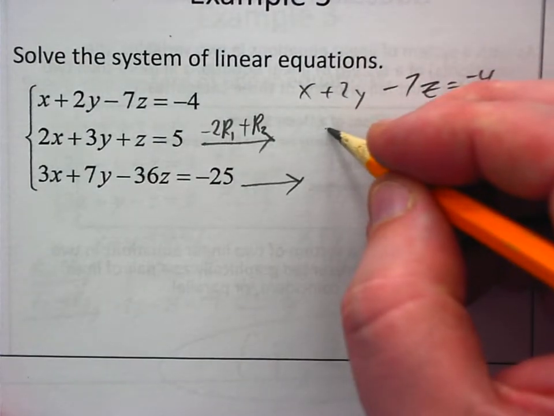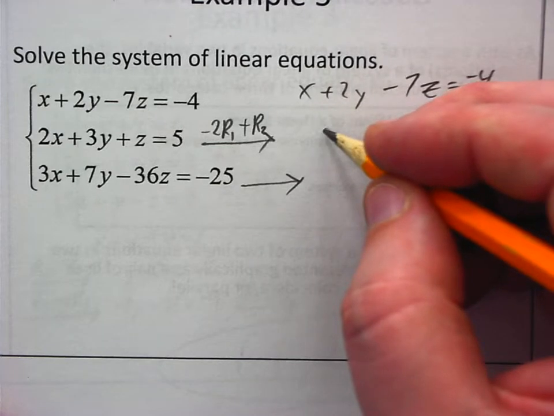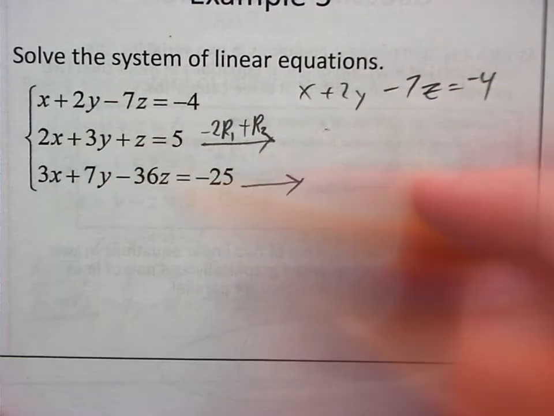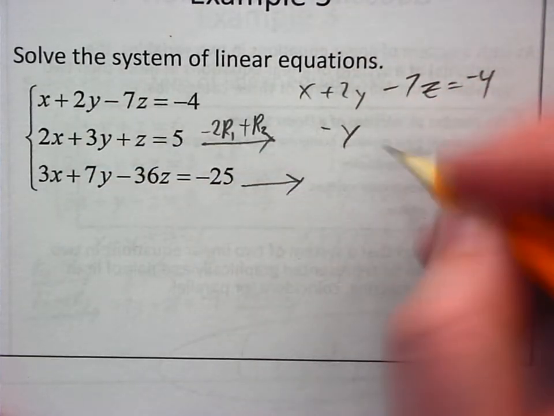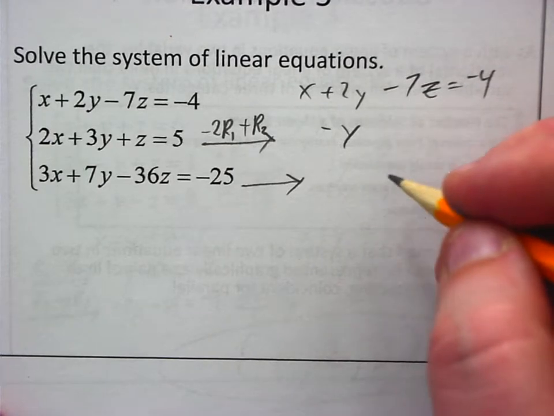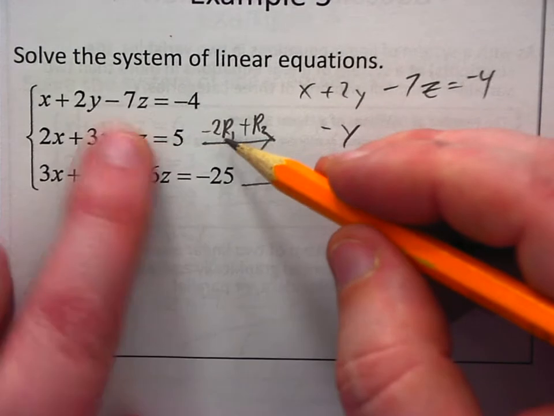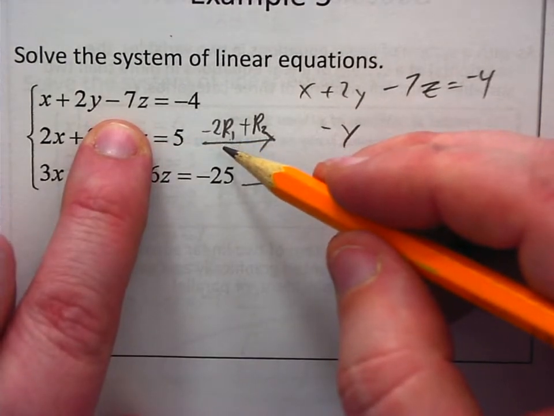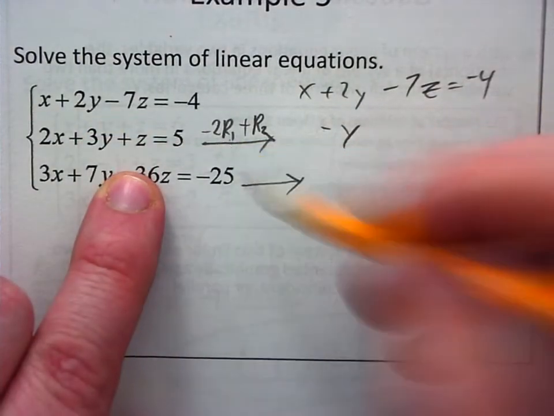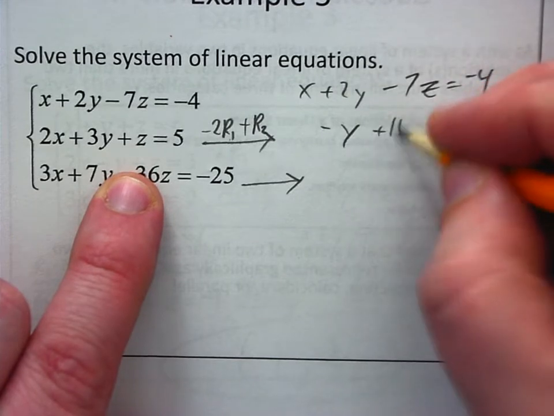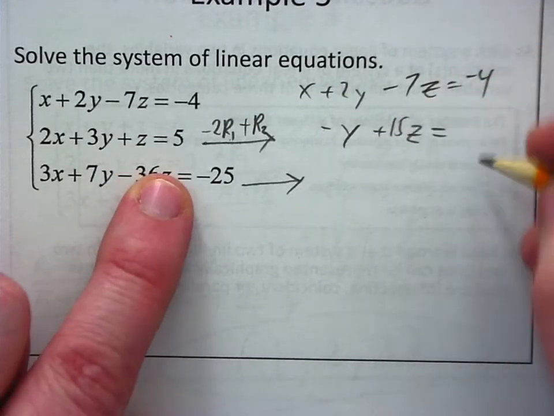Negative what? Yeah, you have negative 4 plus 3, so that's negative Y. For the Z? Negative 13. Careful, it's negative 2 times negative 7. So that's positive 14 plus 1 is 15Z. Is equal to?